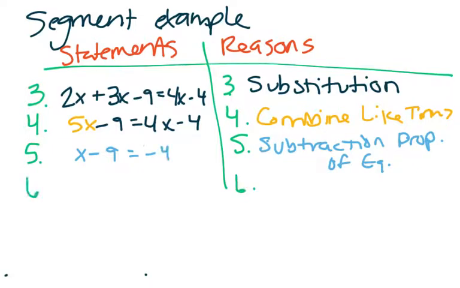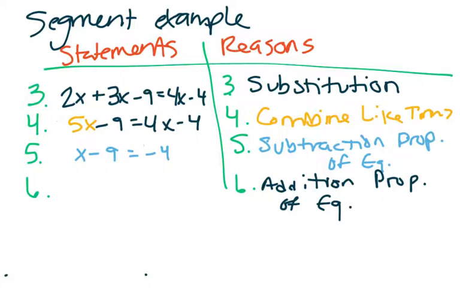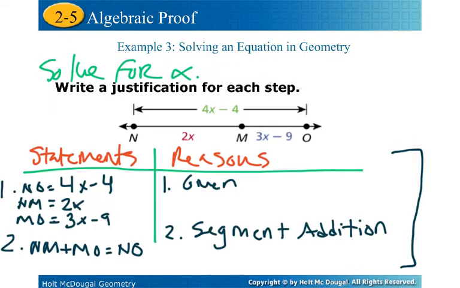Then in our next step, we can add a 9 to both sides, and so again, addition property of equality is next. And so I'm adding 9 to both sides, and now I know that x is 5. So of course that is what we were trying to do in this problem. The directions were solve for x, so we were trying to do that.